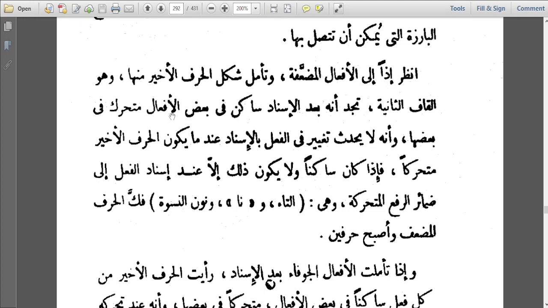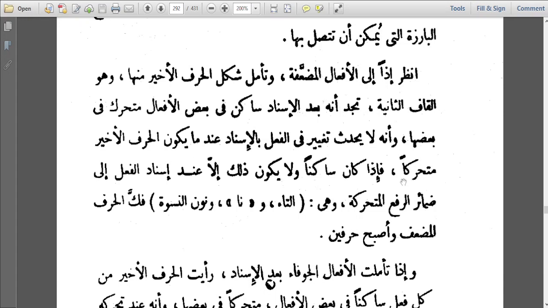In some of the verbs, the qaf has a haraka. You find it having either fatha, dhamma, or kasra. Anyways, it has a haraka. And no change occurs in the verb upon isnad when the last letter has a vowel. And then there is no change in the verb when it is connected to a ضمير الرفع which is متحرك.